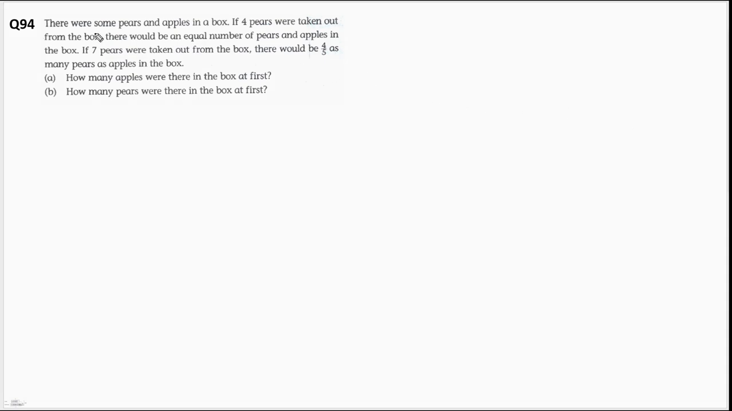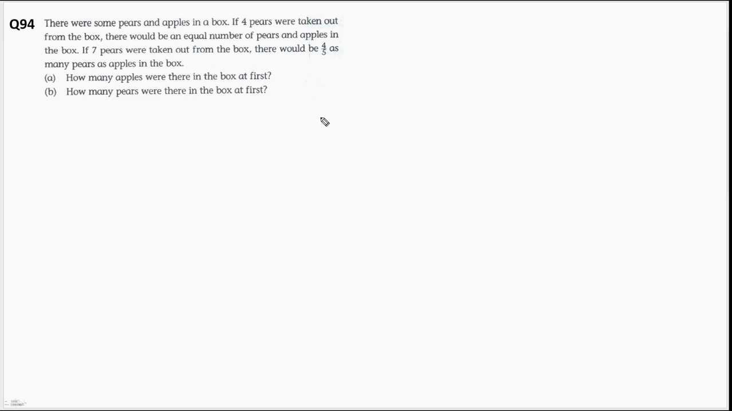There were some pears and apples in a box. If 4 pears were taken out from the box, there would be an equal number of pears and apples in the box. If 7 pears were taken out from the box, there would be four fifths as many pears as apples in the box.